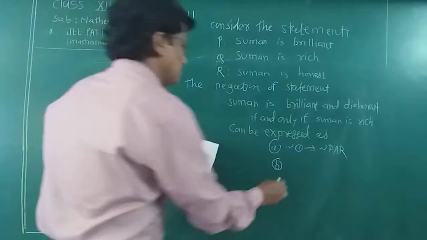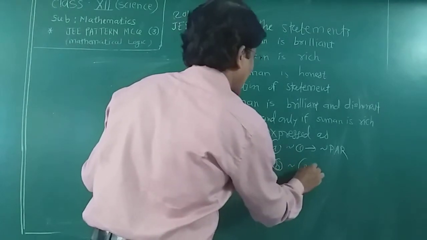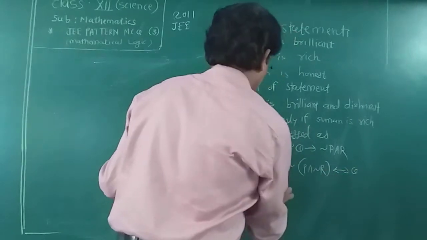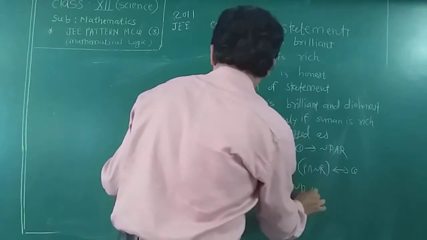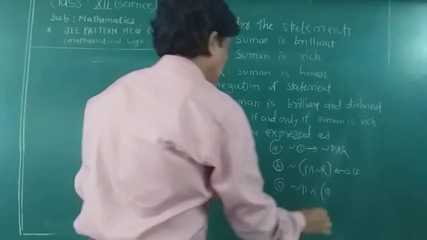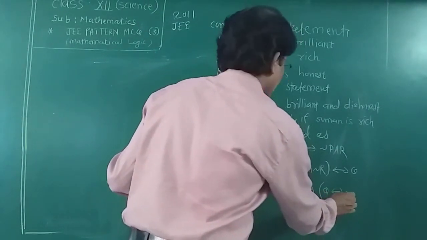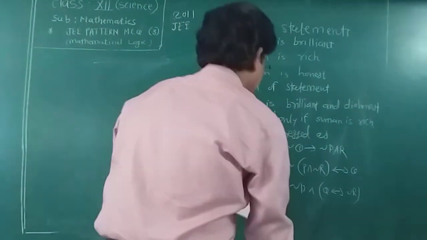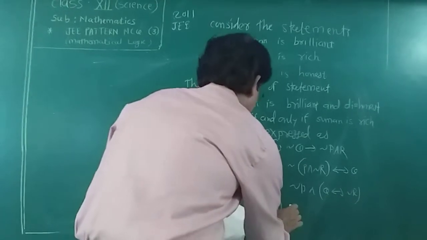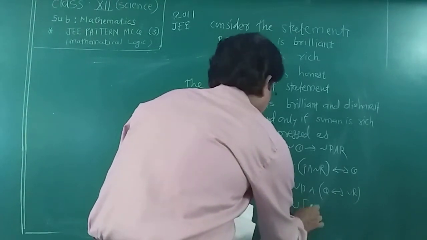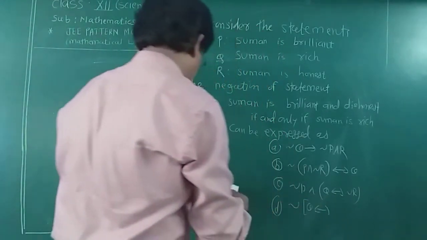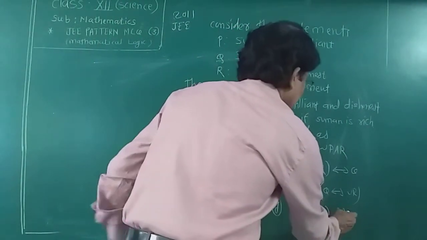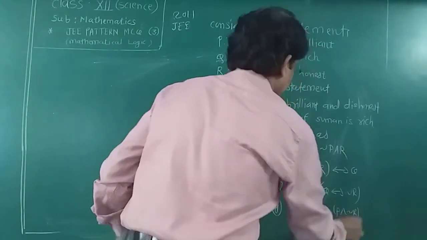Now the second option, negation of P and negation R double implies Q. Third option, negation P and Q double implies negation of R. And the last option, option D, negation of in bracket Q double implies P and negation of R.